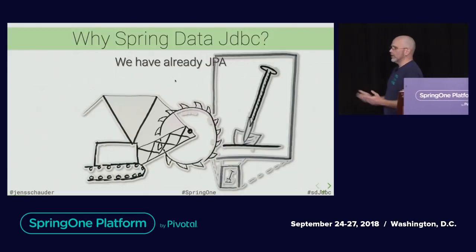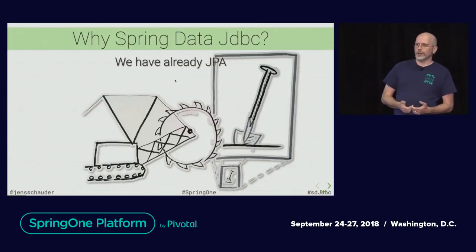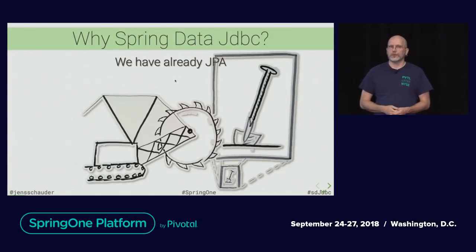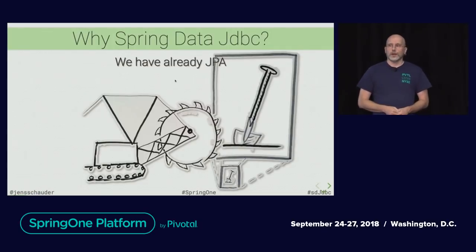So we now have Spring Data JDBC, but why? Why a new solution to a problem that is already solved, right? We already have Spring Data JPA. And JPA, well, not everybody loved it, obviously. But it works in many, many applications. Thousands of developers use it every day. Why do we think we need something else?